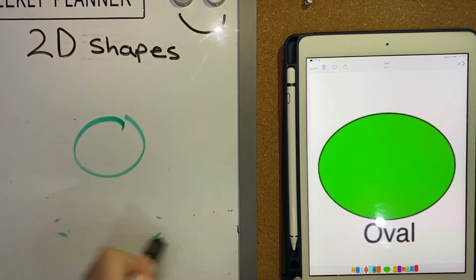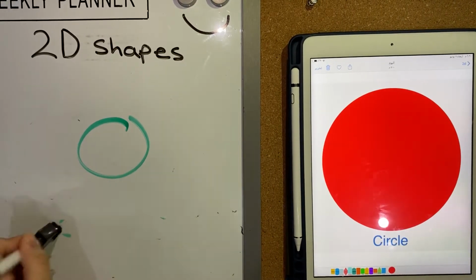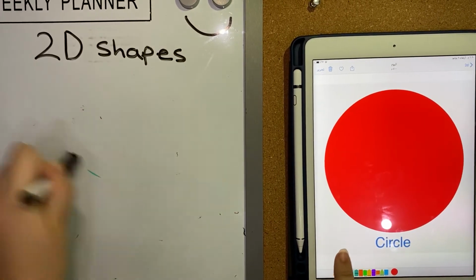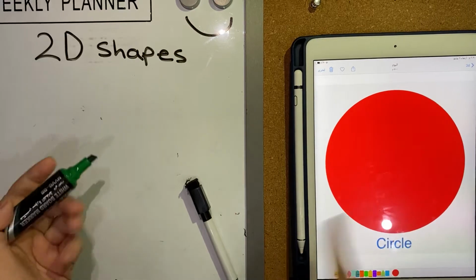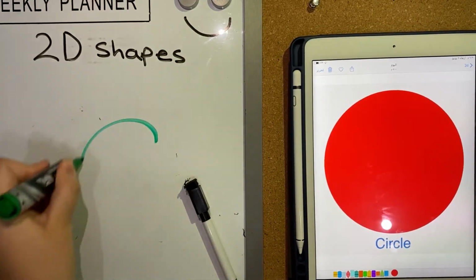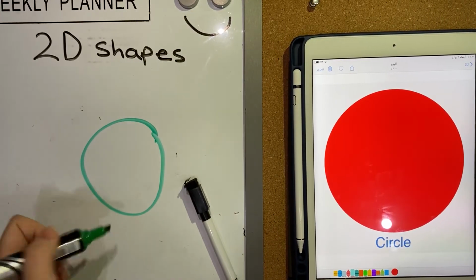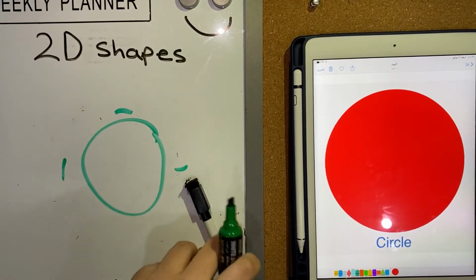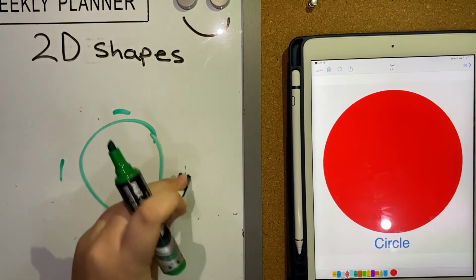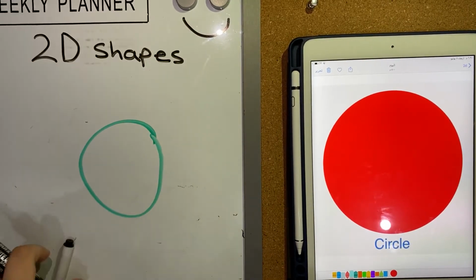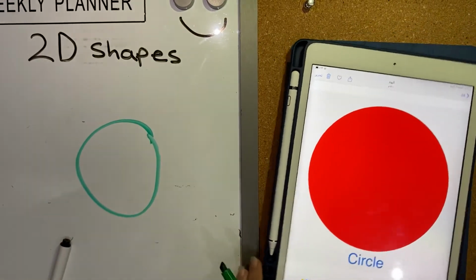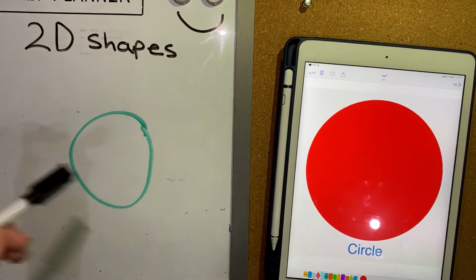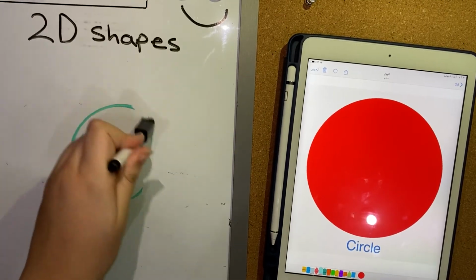Also the circle has no sides. So this is the circle, it has no sides, because you can't count here or anything. There is nothing. So the circle is the same if you turn it, it doesn't have a side. Okay, so this is the circle.